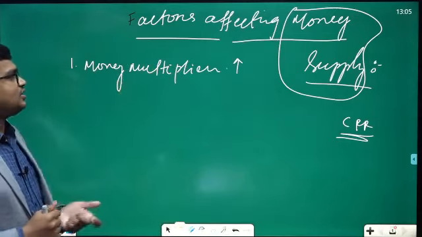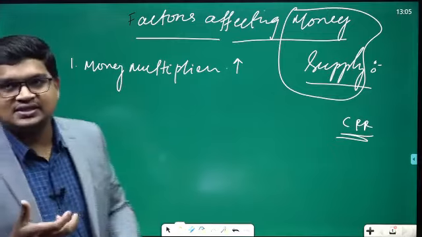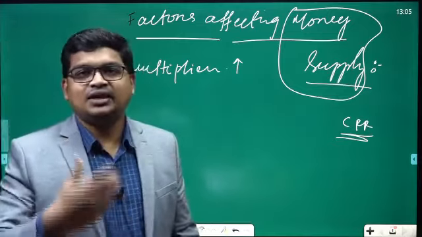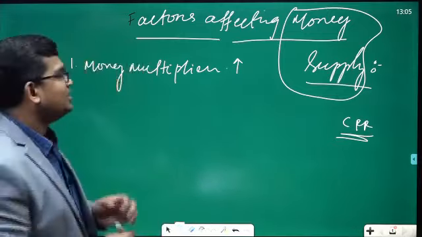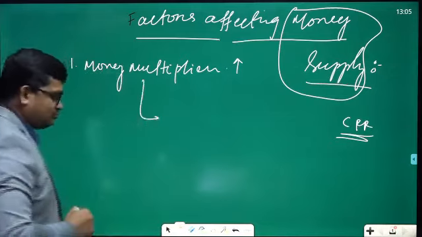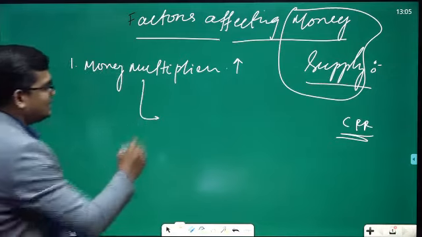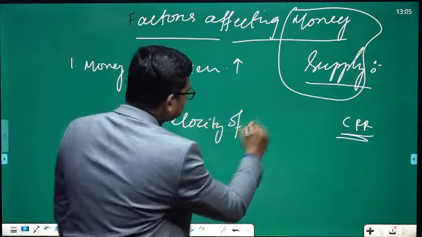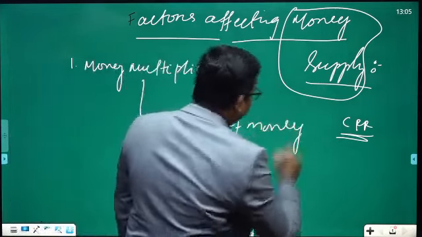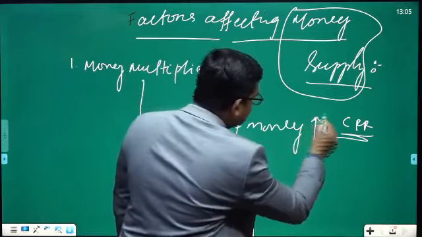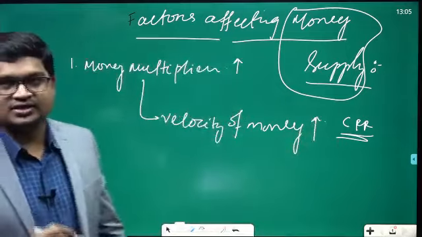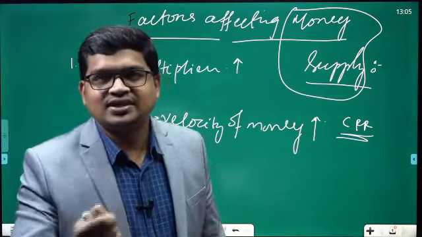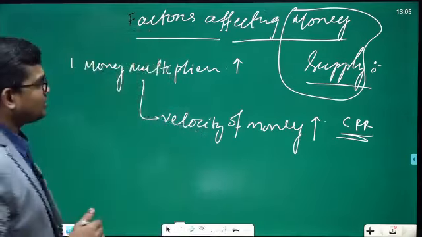Again, you can ask, sir, on what basis does this money multiplier rise or increase? I would introduce before you one concept, that is velocity of money. When the velocity of money increases, then the money multiplier also increases. Then you may ask, sir, what is this velocity of money?